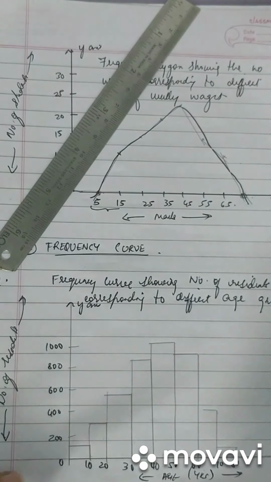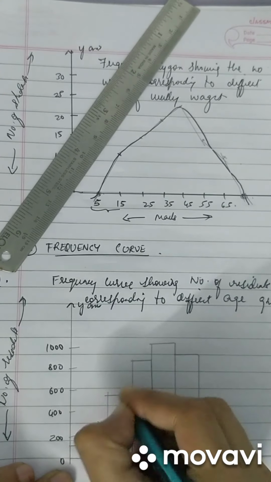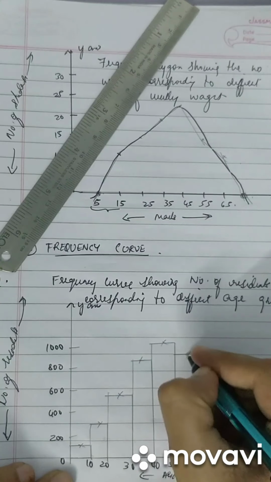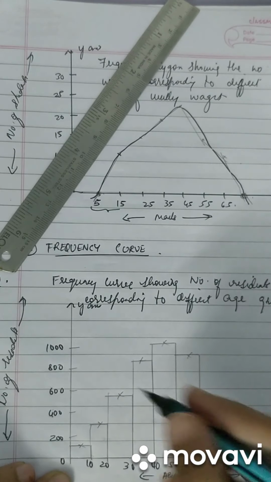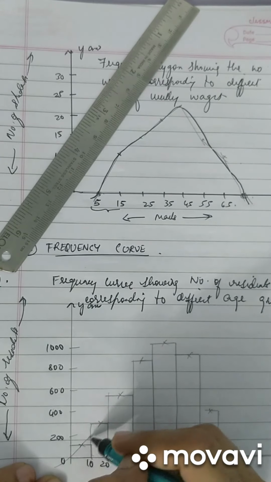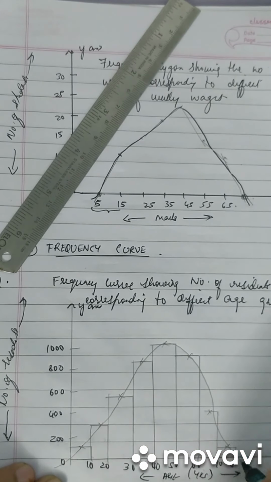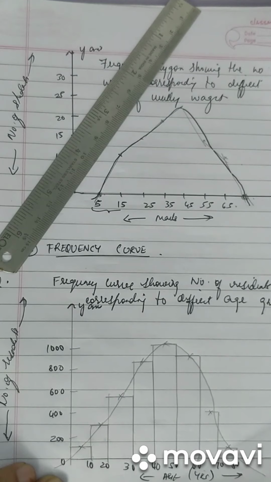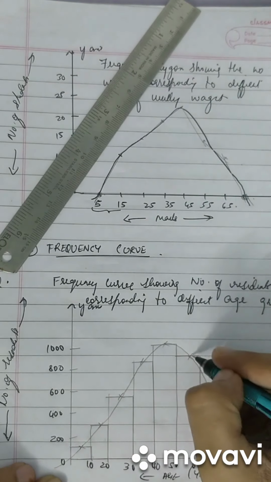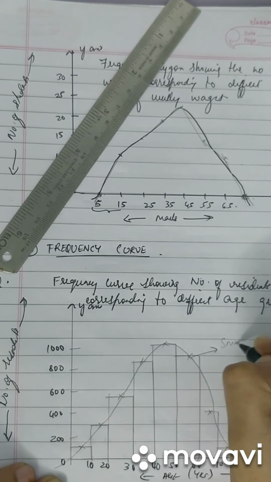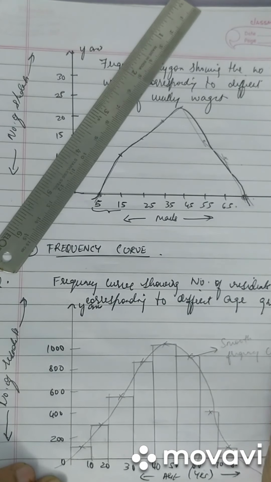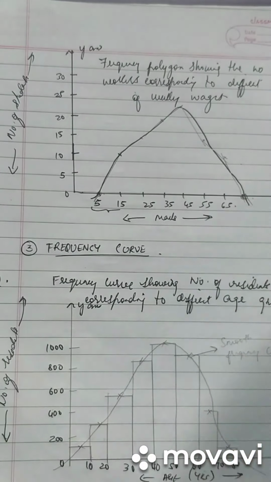So we take the mid value of each and rather than drawing it with a scale, we will be drawing it with a free hand. Clear? So this will be a smooth frequency curve. This is the only difference between your polygon and frequency curve.